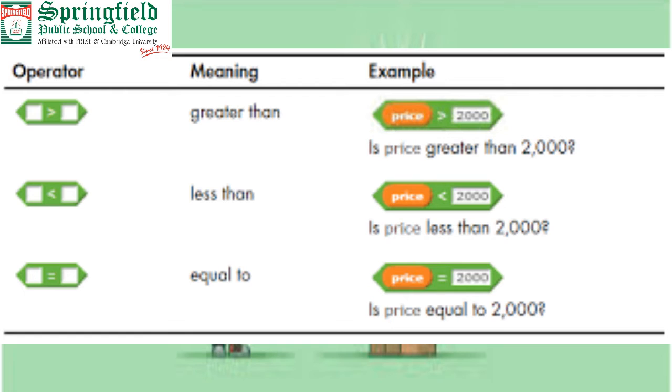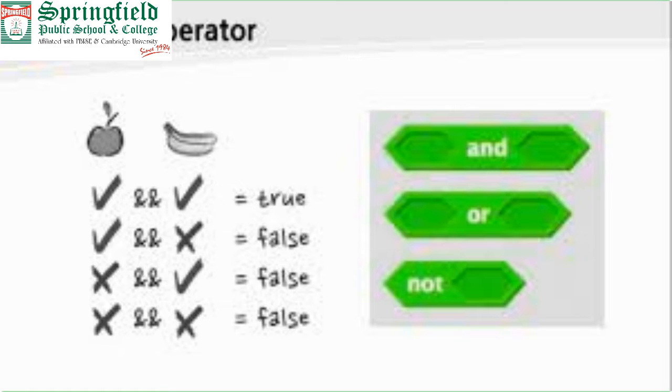If the test is true, the computer does one thing. If the test is false, the computer does a different thing. In this way we will give our condition examples.